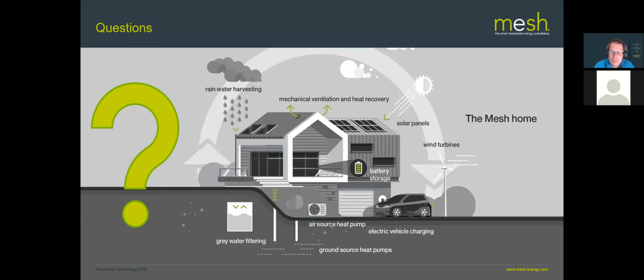Okay, could you give a brief bit of overview guidance as to when air source heat pump is better and when ground source heat pump might be better?